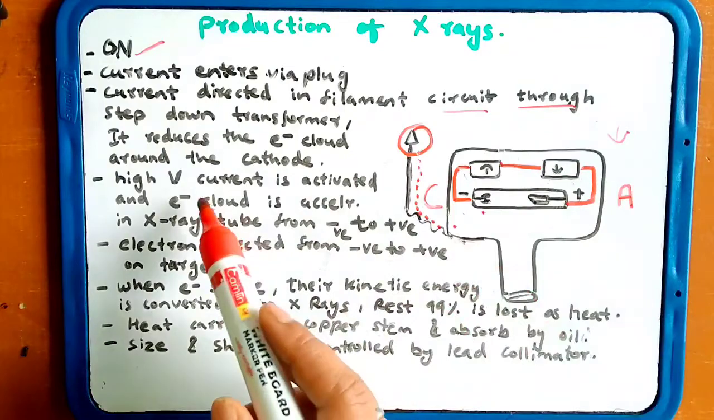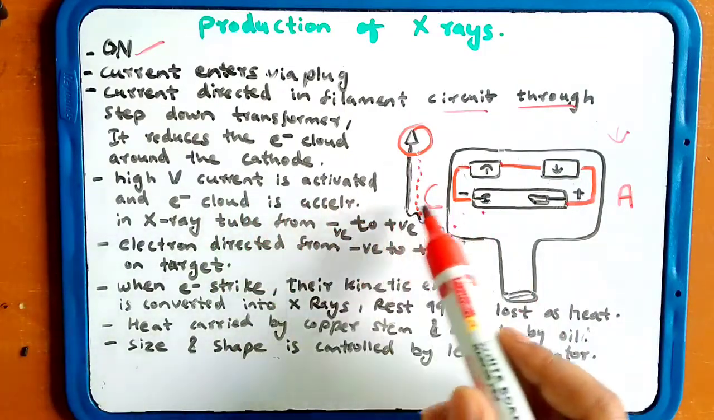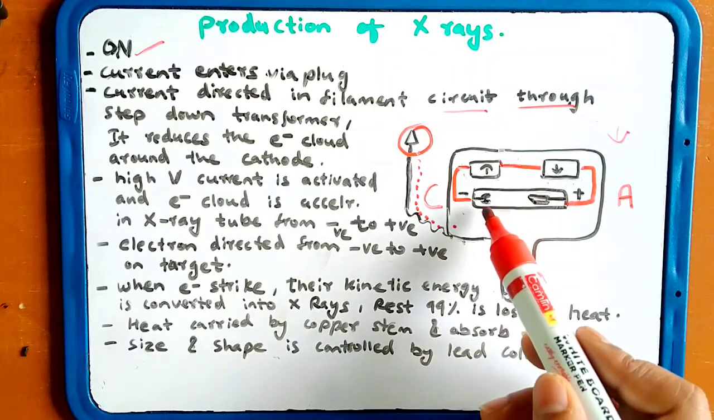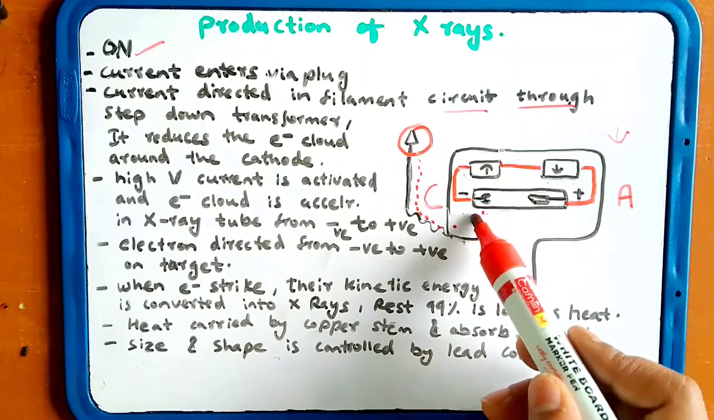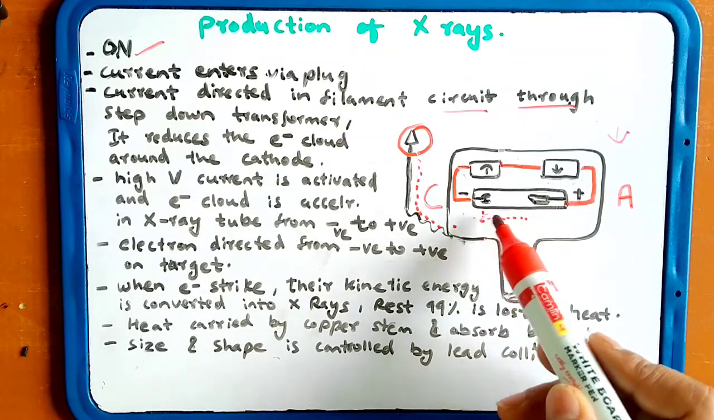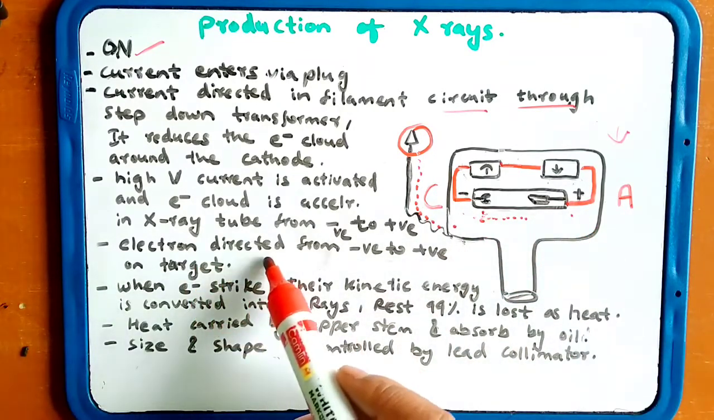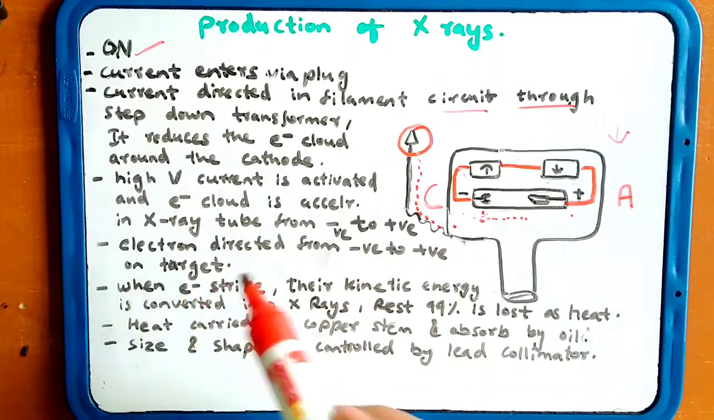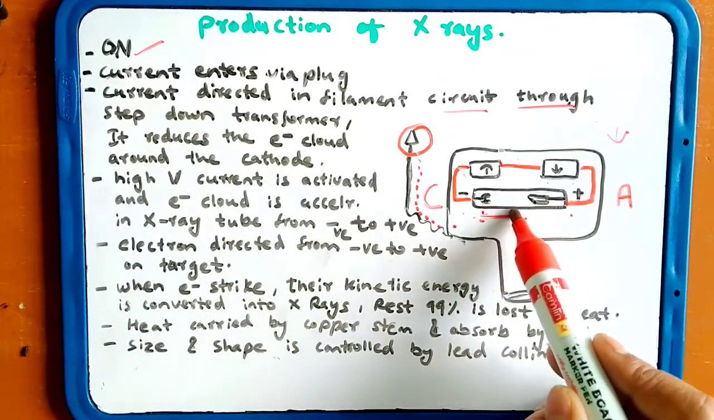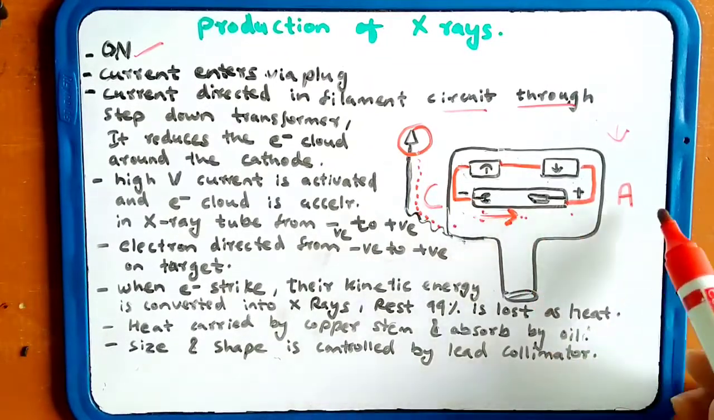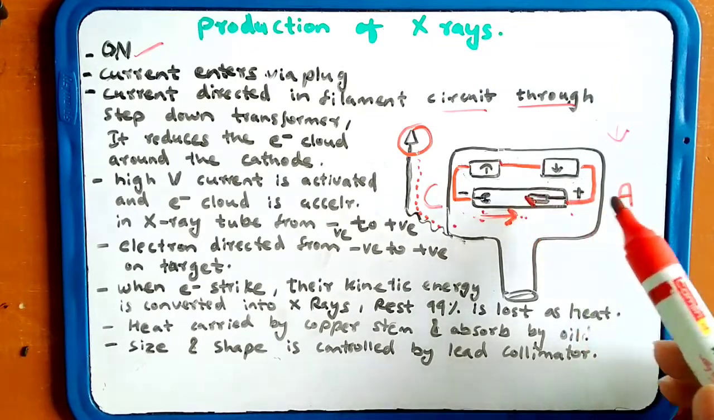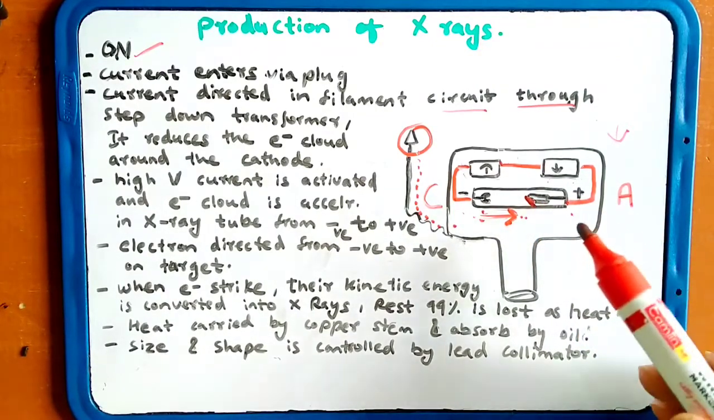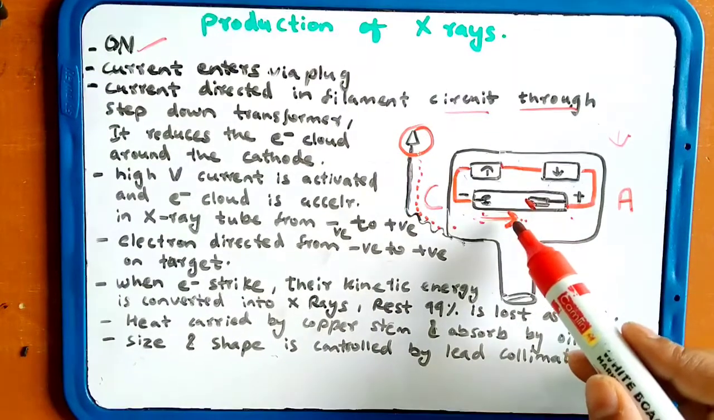The electron is going to be directed in this manner and it is going to hit the focal spot. This is the focal spot. I have told you about this before in my video. This is the target point. It is going to hit the target point and strike it. When the electrons strike on this, their kinetic energy is converted into X-rays. The kinetic energy which this plate is having before, that kinetic energy is converted into X-rays.